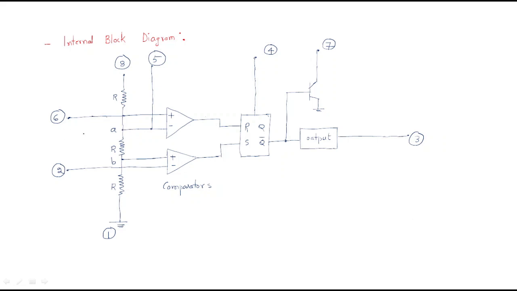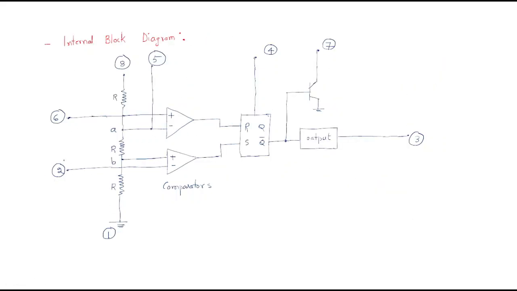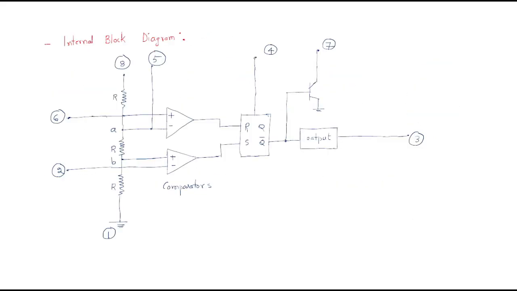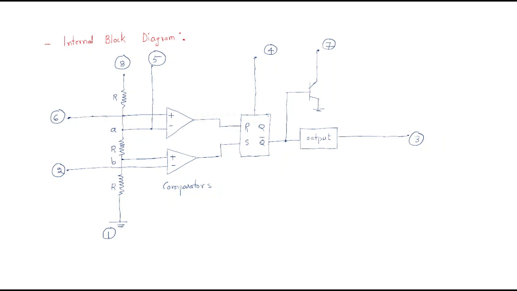Pins 2 and 6, and first is the ground terminal. You know that pin 2 is the trigger, so we give the triggering input here. And pin 6 is the threshold value. It takes the trigger value and the threshold value, and takes help from pins 8 and 5. Pin 8 is VCC, the supply voltage. The supply voltage is applied to this, and it generates the drop across these resistors.